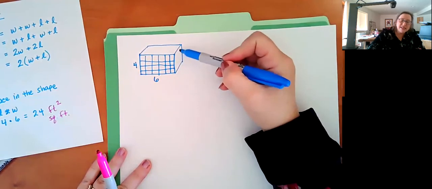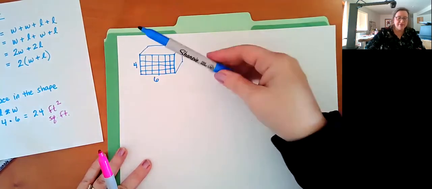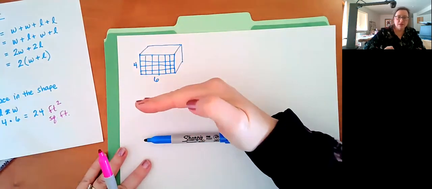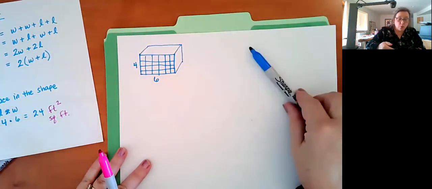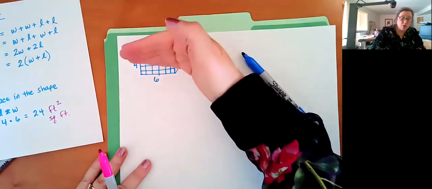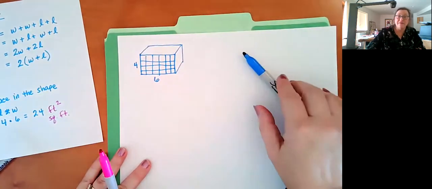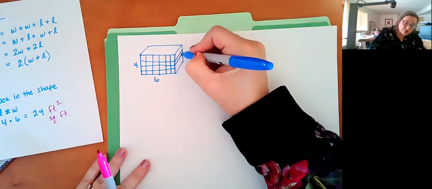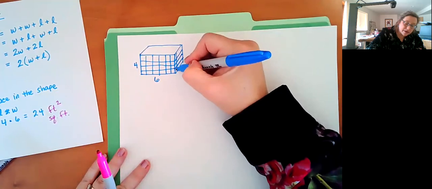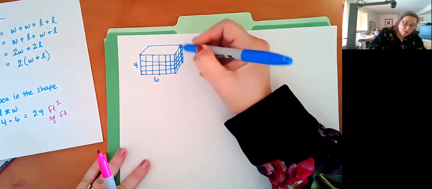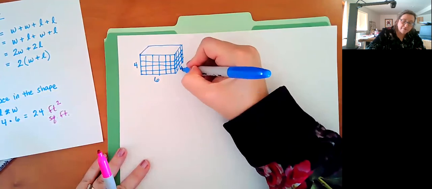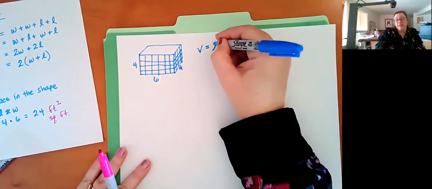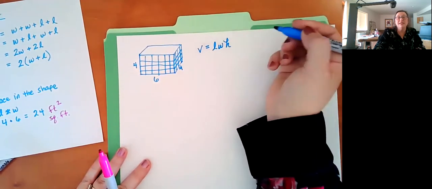Think of this as one slot, one row of these grids. The question is how many of these grids can we fit in our box? If we could fit 1, 2, 3, 4, that would be 4 deep. So our volume is now going to be length times width times height.